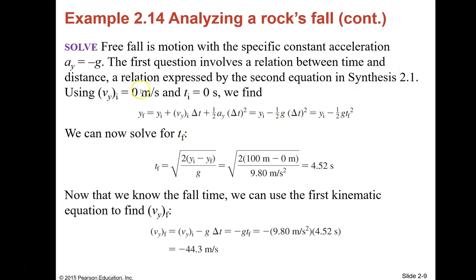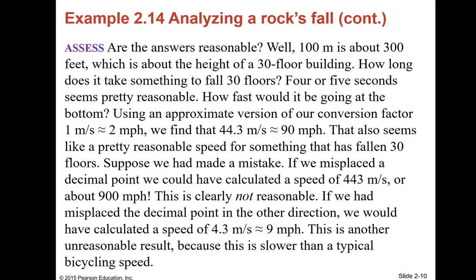Rearrange this equation to solve for t final. Now because we know the time, and we know acceleration due to gravity, and we have no initial velocity, we can use this kinematic equation to solve for our final speed of negative 44.3 meters per second. It's negative because it's going down. Again, you might want to look over that again, and make sure you understand how to do it. And there's your rationale that it is about right.